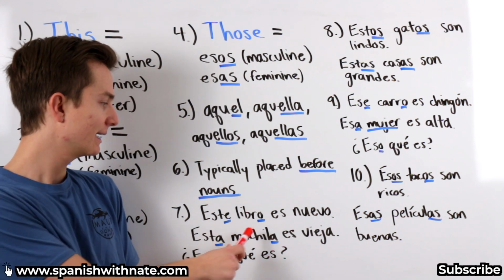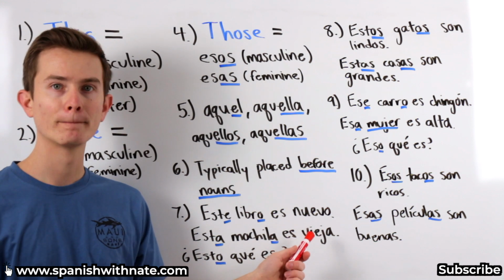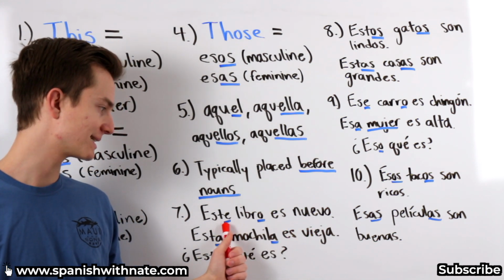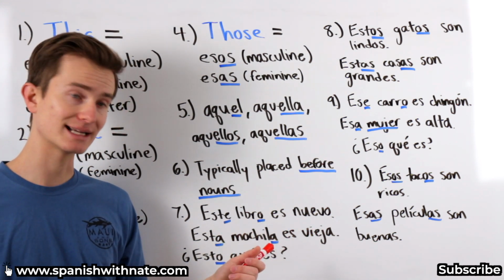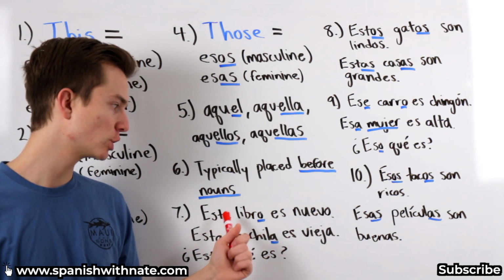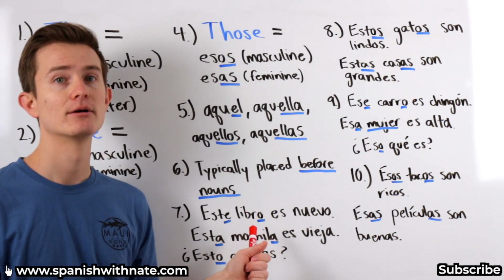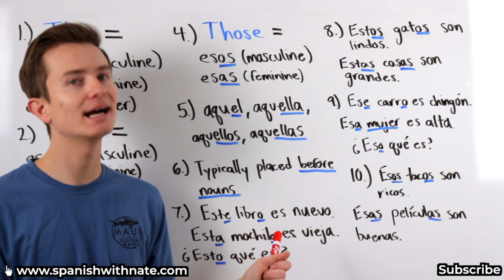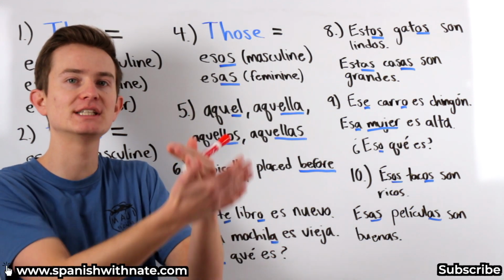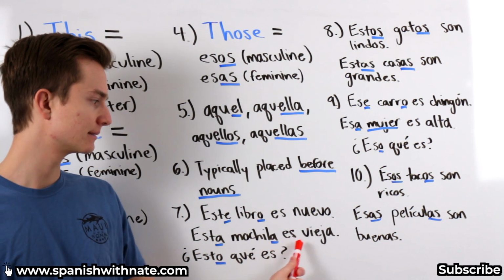So este libro es nuevo. Okay, this book is new. Okay, este is masculine, libro is masculine. Okay, so este libro. It would not be esto libro. That's wrong. Okay, este libro. Remember, it's not éste, it's este. Okay, the emphasis falls on that first E. Este.